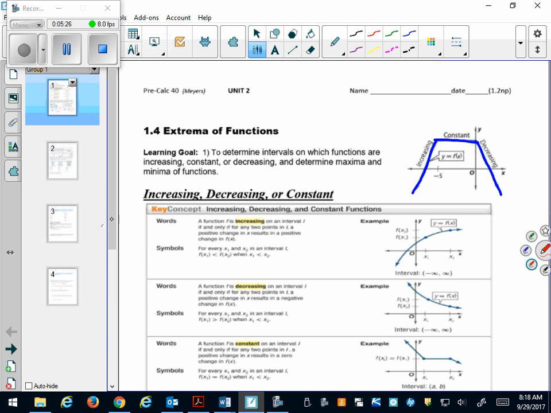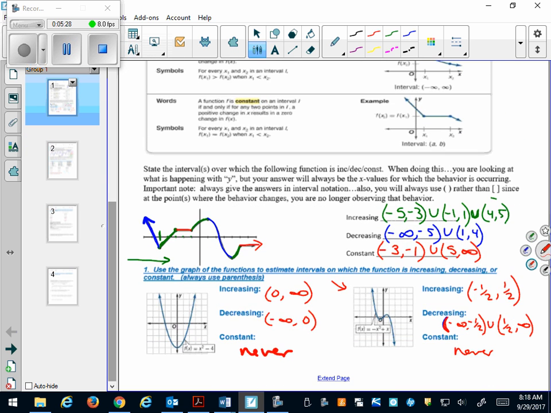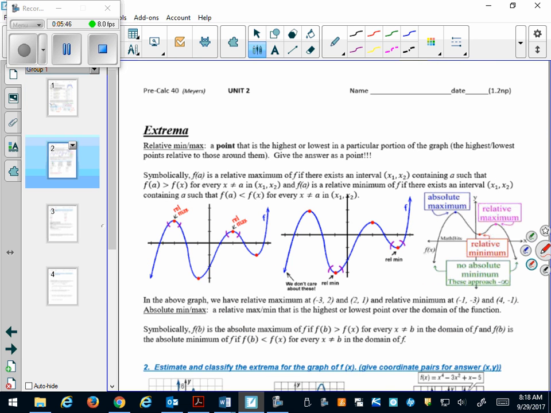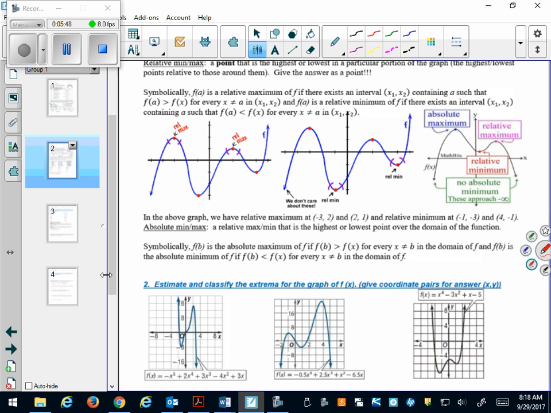Somebody asked me an individual question, and I related this to like if you were on a roller coaster, right? You're coming from the left, and you're on a roller coaster, and you are going down on the roller coaster first. That's decreasing. Then you go up a hill. That's increasing. Then you flatten out, right?